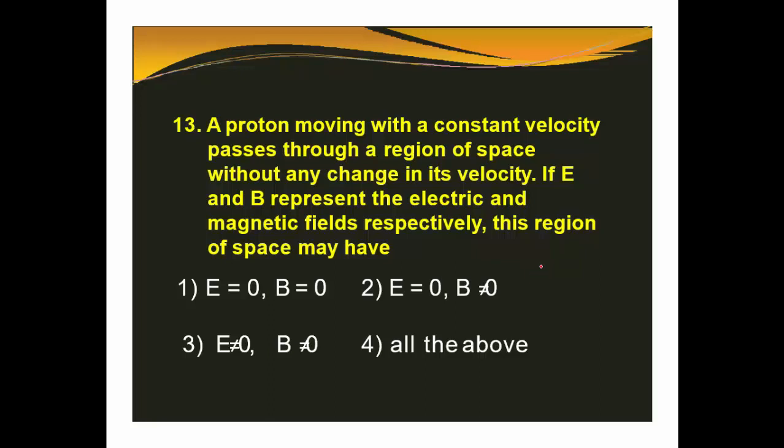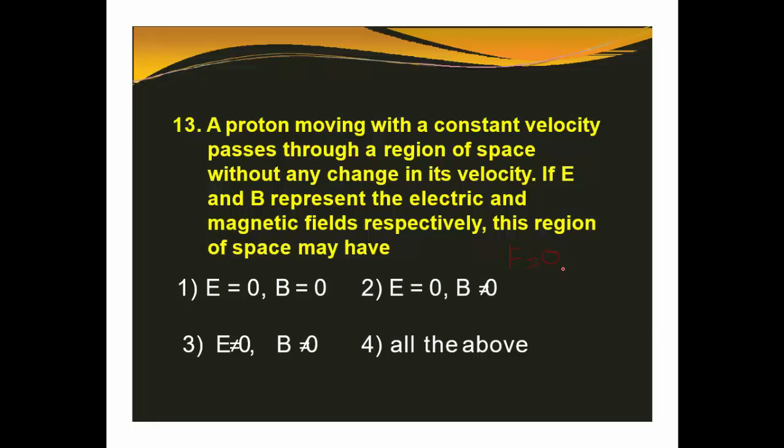Sorry, if E and B represent electric and magnetic fields respectively, then this region will have options: whether both are 0, E is 0, B is 0, or whether E is 0, B not equal to 0, whether E not equal to 0, B not equal to 0, all the above. Okay, now let us think. Here the interesting point is that the F value should be 0. Force on the charge must be 0.